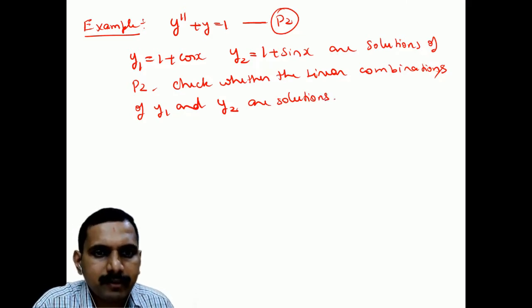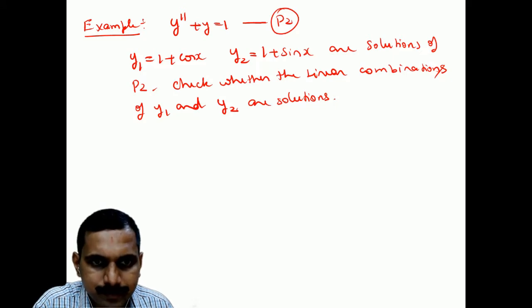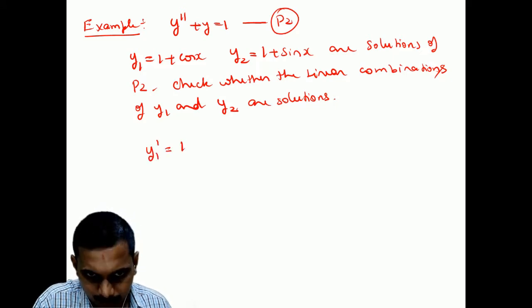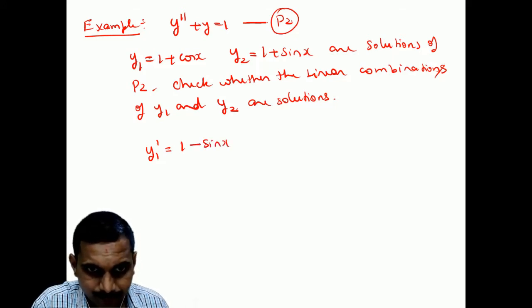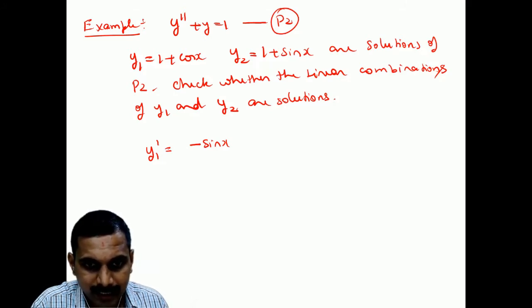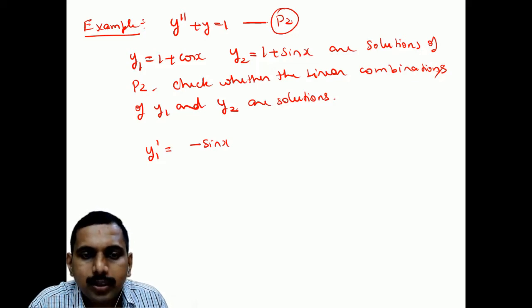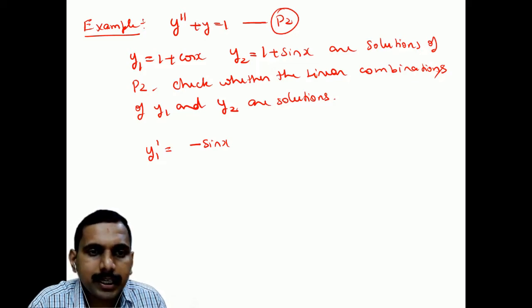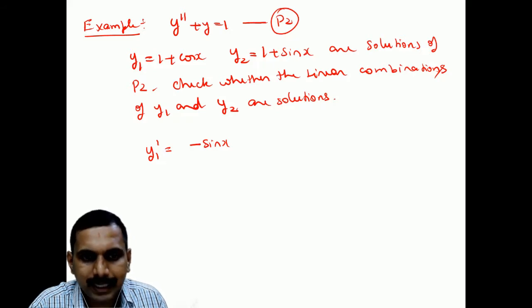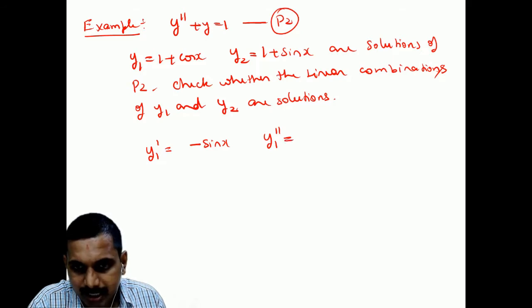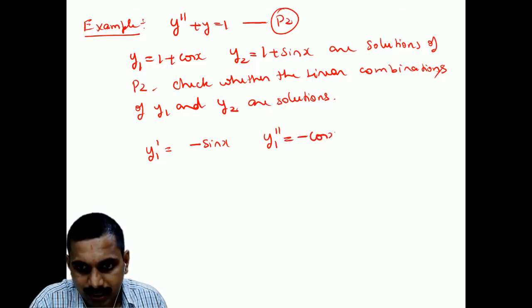Let us check whether y1 is equal to 1 plus cos x is a solution to this. What is y1 dash? y1 dash is equal to minus sin x. And y1 double dash is equal to minus cos x, correct?